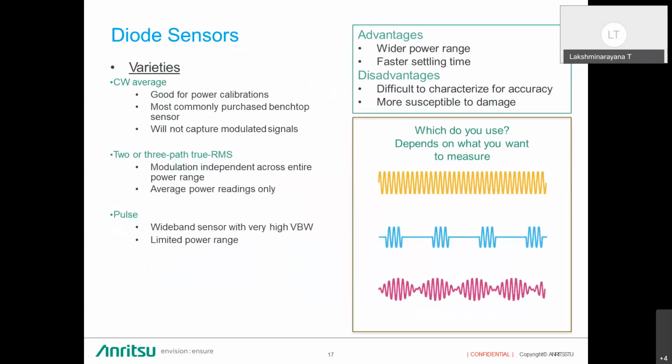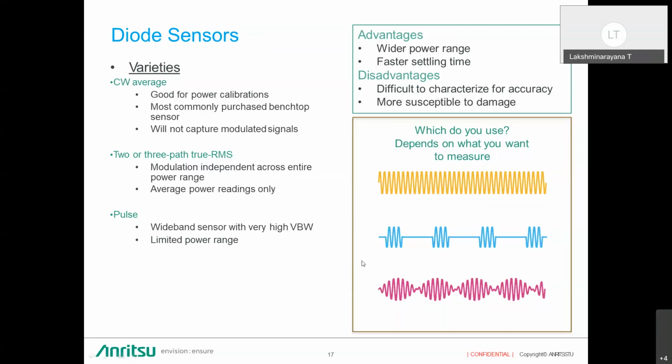So there are diode sensors. Which one you use depends on the measurements you want to do. If you want to measure a CW signal, you can use a CW average power sensor, which is good for power calibration and most commonly purchased for a pin stop sensors. And if you are measuring modulated signals, you can use a true RMS power sensor, which is modulation independent across the entire power range and is used for most modulation applications.